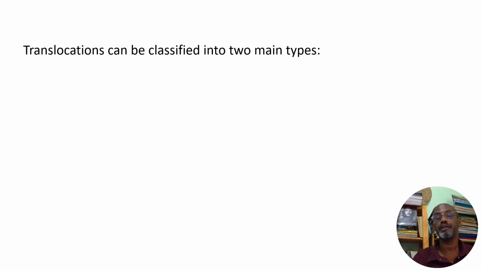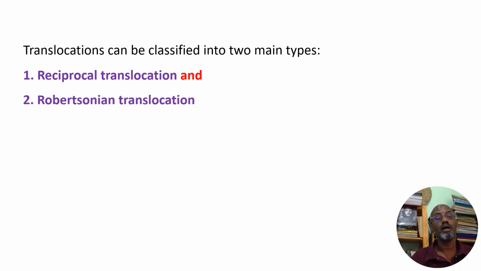Translocations can be classified into two main types. One way to classify translocations is into reciprocal translocation, and we also have a special type of translocation known as Robertsonian translocation.